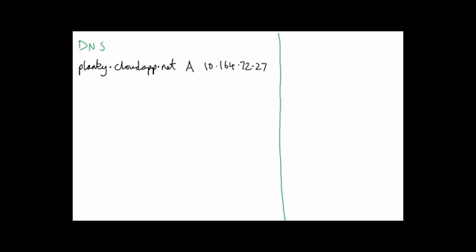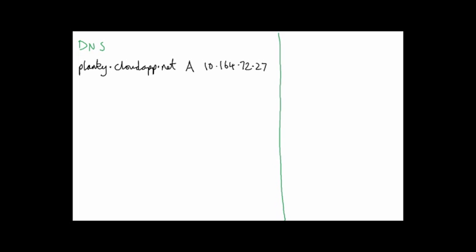So what we'll do is we'll have DNS on the left hand side of the page, and let's just do this the way it would actually appear in a DNS record in a DNS server. So we would see an entry which would literally say planky.cloudapp.net, then it would say A, meaning address, and then it would say something like 10.164.72.27. So that is the DNS entry.